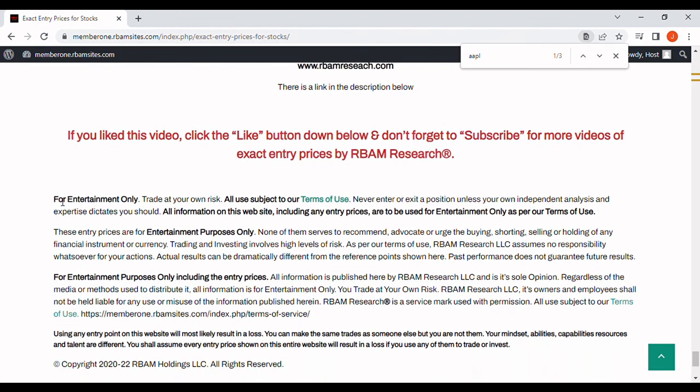Keep in mind, everything you've heard and seen is for entertainment purposes only. It's all opinion, and you definitely do trade at your own risk, and that includes all the entry prices.